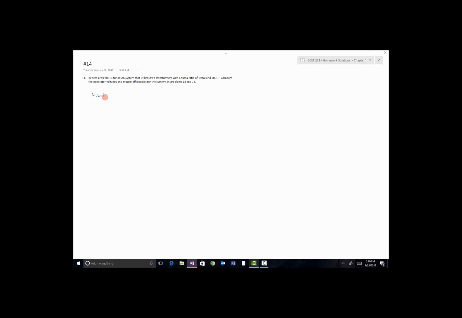So the givens here again are going to be best summarized by a circuit. This is going to be an AC system. So we've got our AC source here. It's connected to this step-up transformer, and this is an ideal transformer. The distribution system has a resistance associated with it. And then we've got a step-down transformer. That step-down transformer is also ideal, and then it serves our load here.